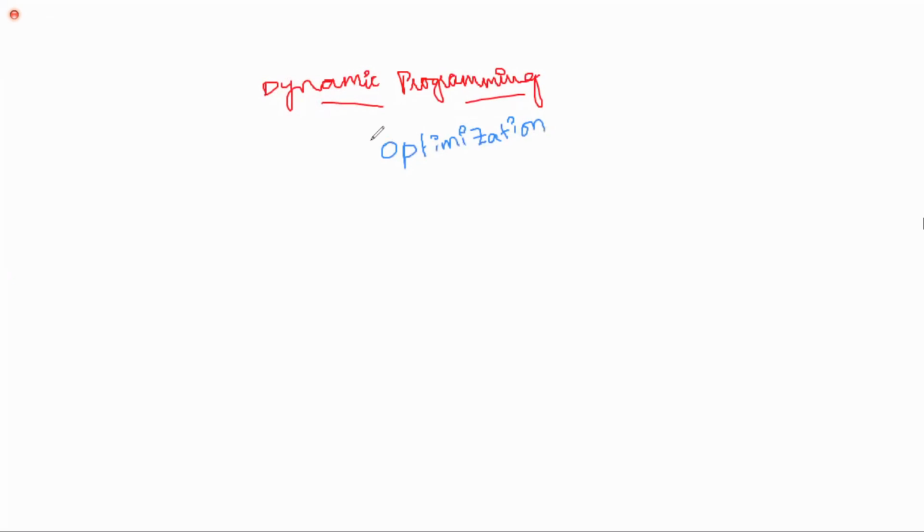Greedy method approach focuses on either the minimum value or the maximum value, but dynamic programming focuses on the tabulation method and memorization method. Dynamic programming focuses on the memorization and tabulation method. What is memorization, what is tabulation, I'll tell you.